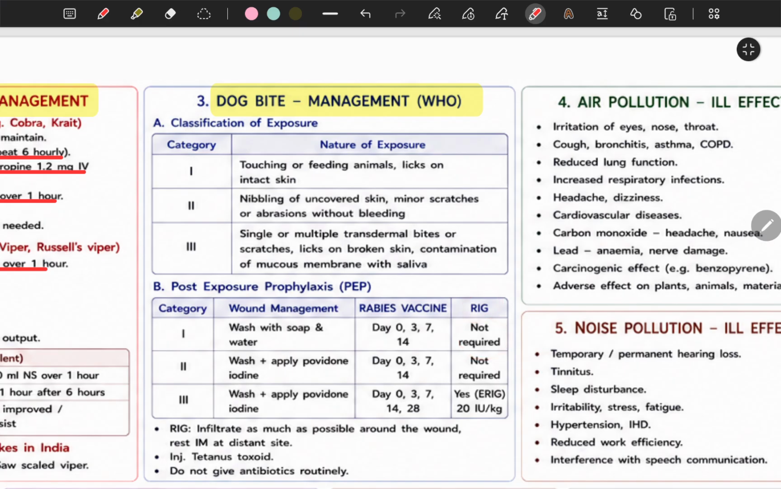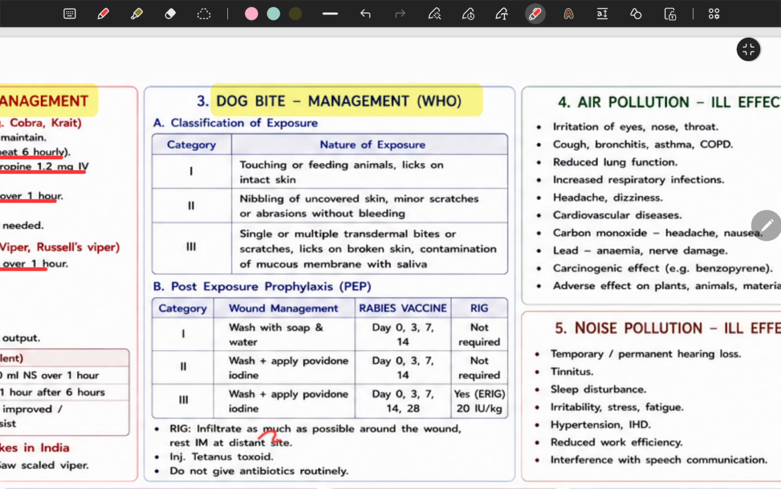Rabies immunoglobulin is not required. Category 2: wash plus apply povidone iodine. Rabies vaccine on day 0, 3, 7, 14. Rabies immunoglobulin is not required. Category 3: wash plus apply povidone iodine. Rabies vaccine on day 0, 3, 7, 14, 28. Usually we give day 0, 3, 7, 14, 28 in all categories. And rabies immunoglobulin is required: if equine, 20 international units per kg; if human, 40 international units per kg.